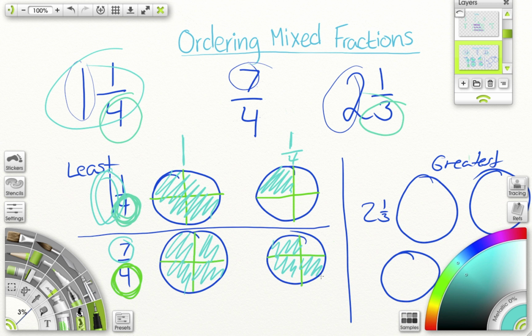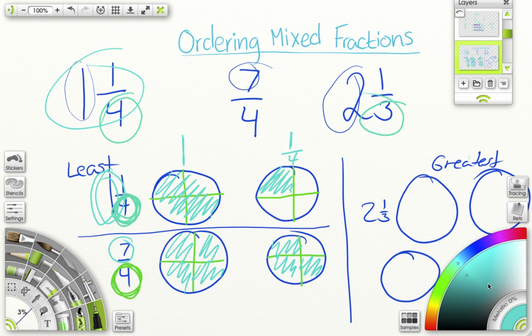Okay? So very similar to this one, except in this case, we just had a top number that was bigger than a bottom number. That's what you need to pay attention to when you're drawing your strips or drawing your pizzas: if your top number is bigger than your bottom number, that means you will have to make more than one pizza or make more than one fraction rectangle or strip.